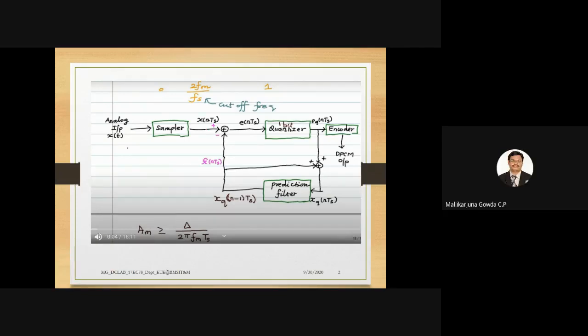I said this X of nTs is my original analog input signal samples. I am comparing that with the staircase waveform. This staircase waveform is nothing but the predicted value, and that is the approximation of the original analog input signal. So I compare the samples of these two, and I can write E of nTs will be equal to X of nTs minus X.